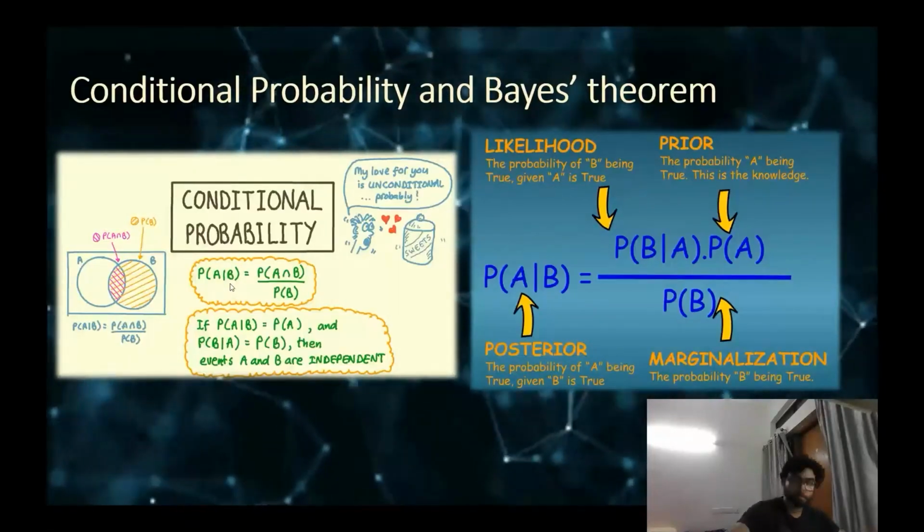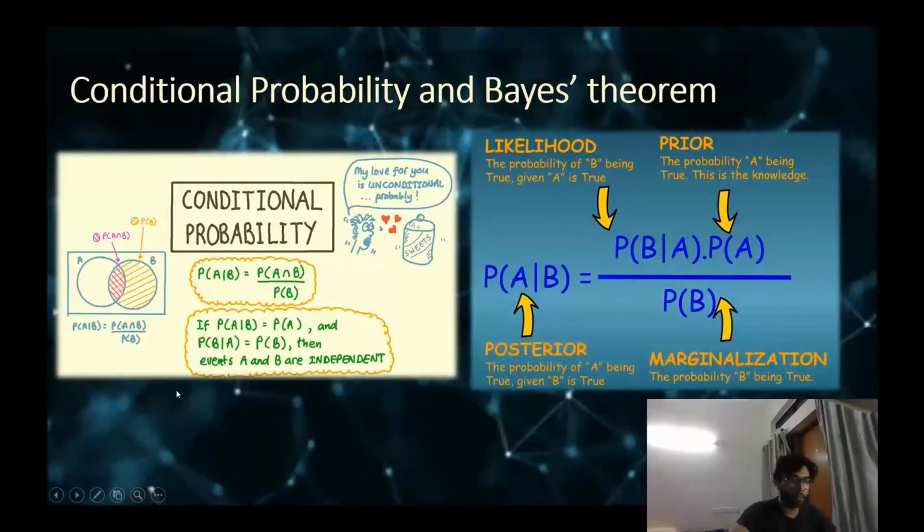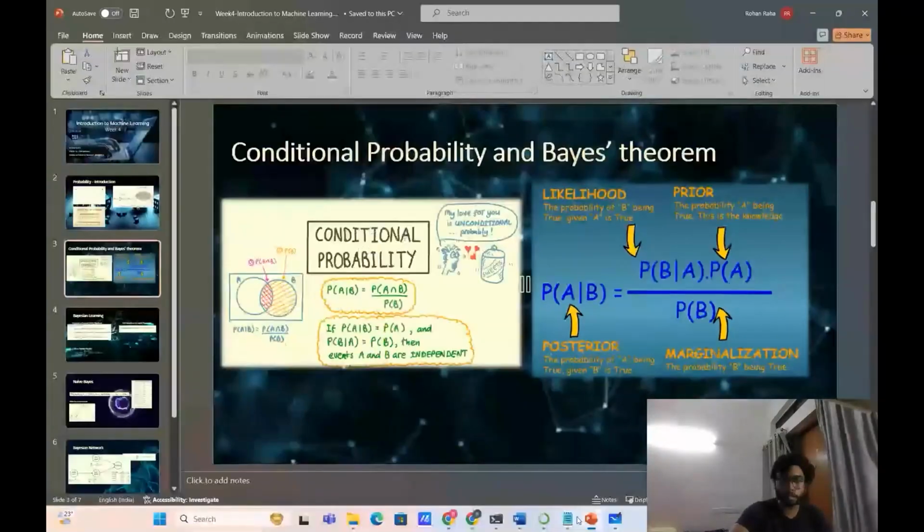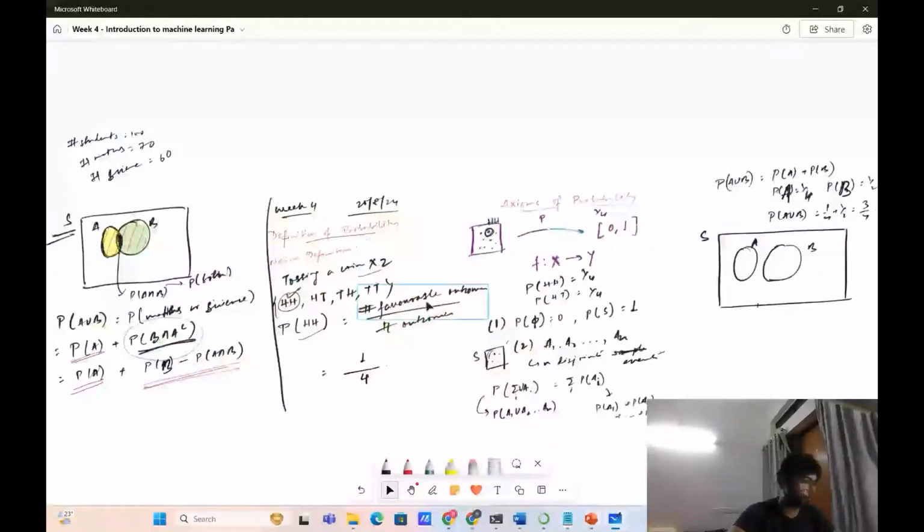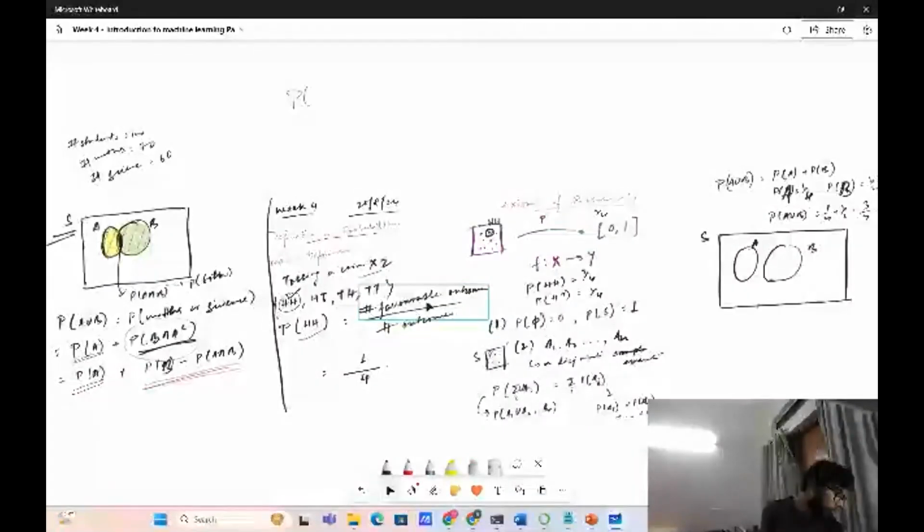So, for example, if I go back to my tossing of coin example, right? If I know that out of the two coins, the first coin is heads for me, okay? Then what will be the probability that the second coin is heads? So in this example, let's consider, I want to calculate the probability that the second coin gives heads, given that my first coin is head, right?